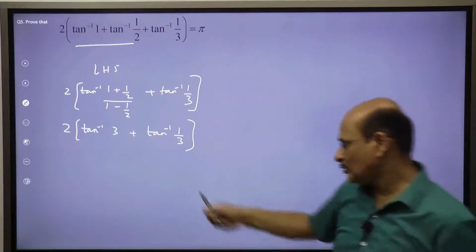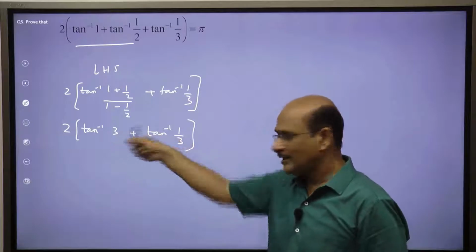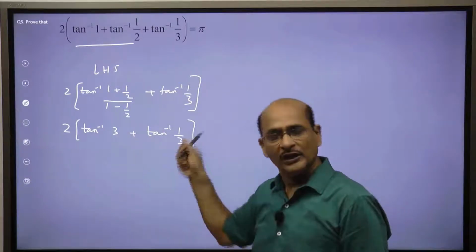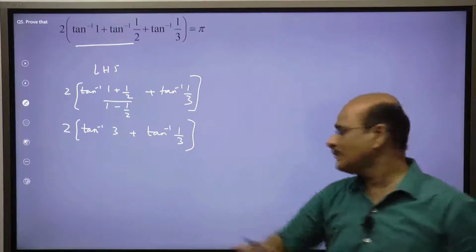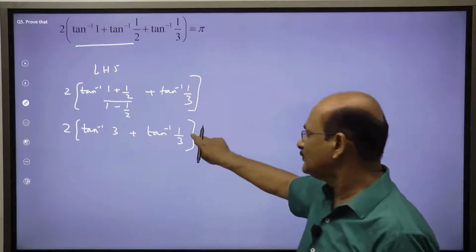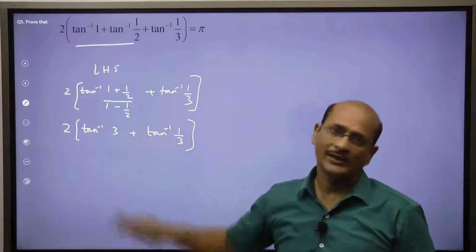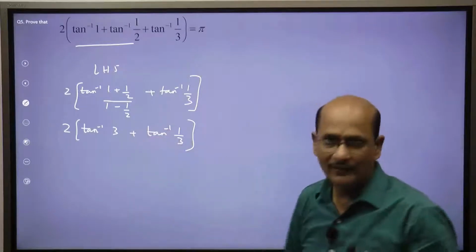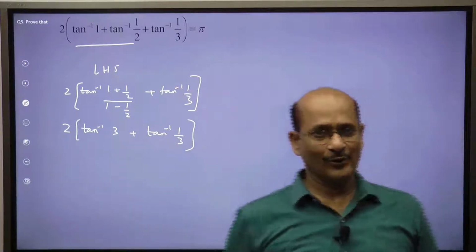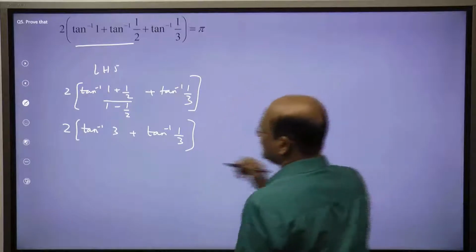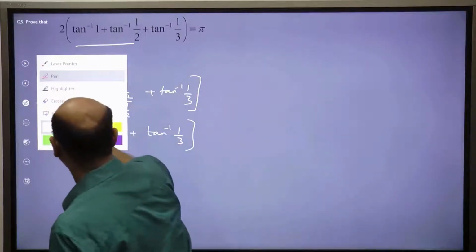Now why do I tend to tell you this? This is 3 and this is 1 by 3, reciprocal. Even if you don't do it, you stick to your basic formula of tan inverse x plus tan inverse y. The same formula you apply, which I applied in the previous step, you will get the same answer. But I will make my work a little bit simpler and easier for you to understand. Remember, there are important formulas you have to always keep in mind.